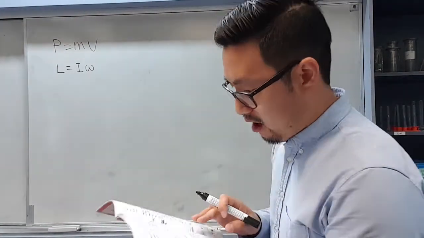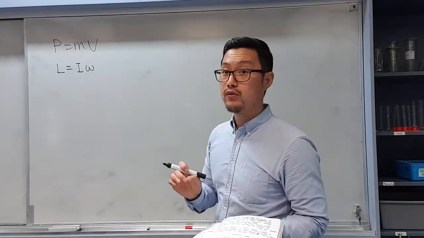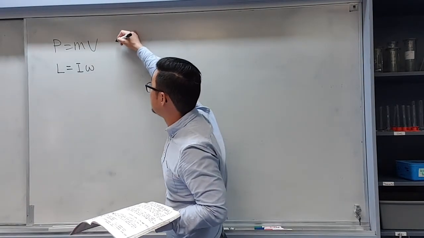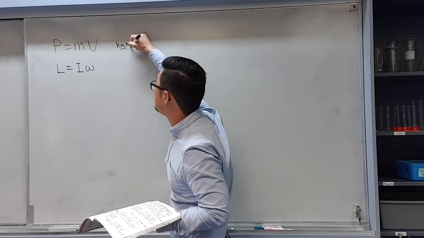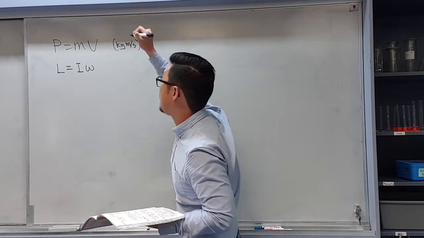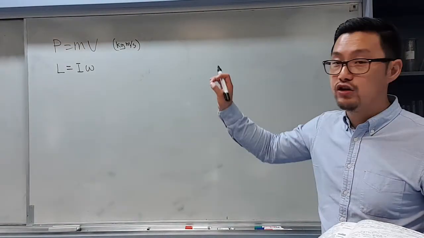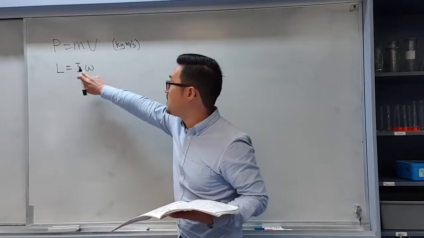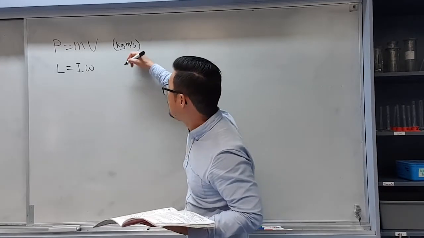Now let's have a look at the units. Momentum's unit comes from the equation: mass is kg, and speed is meter per second, so it's going to be kg meter per second. Now let's look at the angular momentum. What is its unit? Well, it's going to be I's unit times omega's unit.